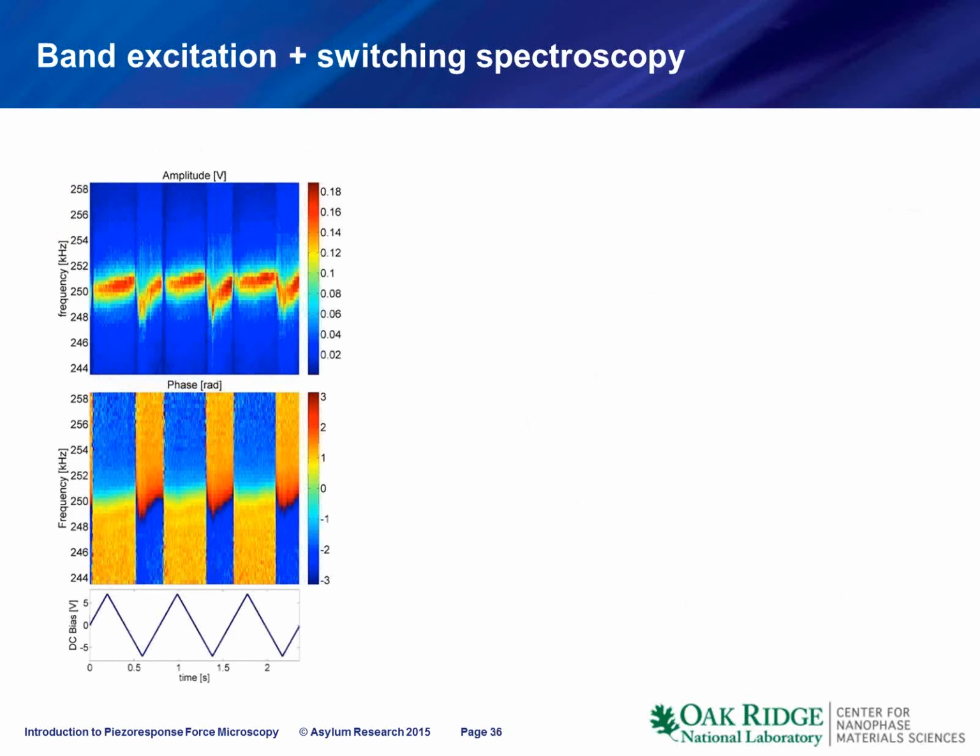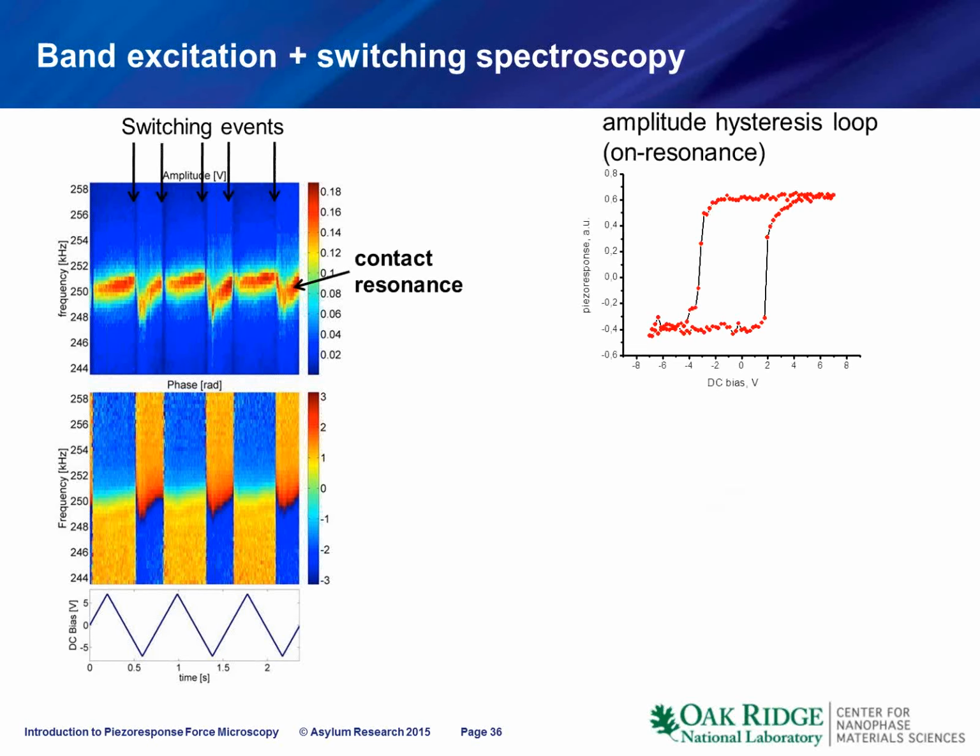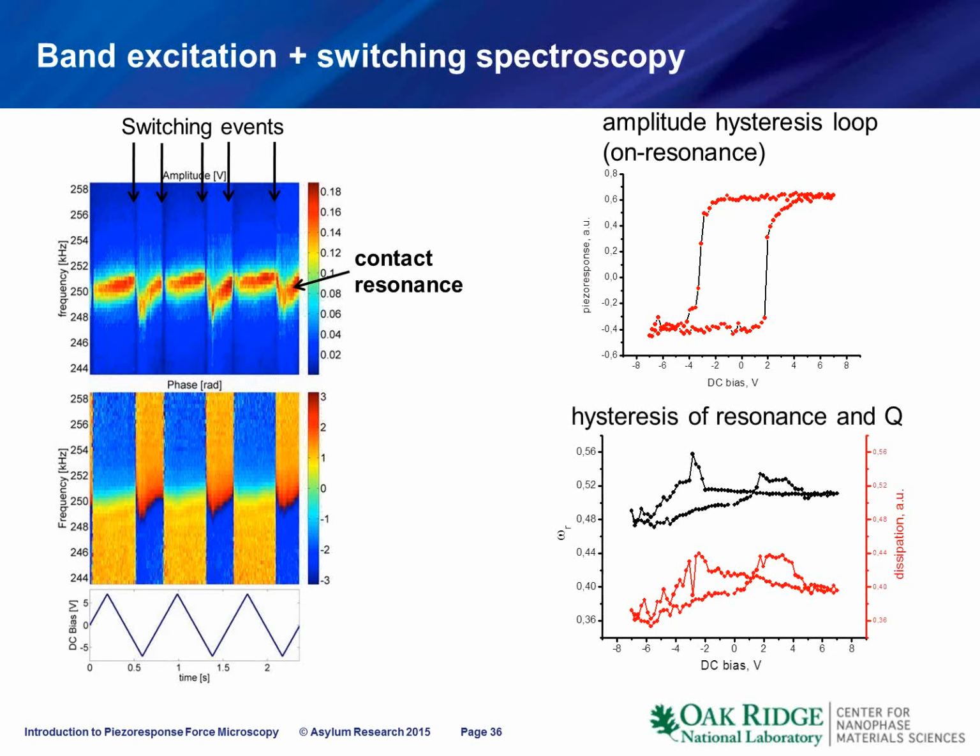And this is an example of how the raw data looks in this case. This is a typical spectrogram showing the evolution of the signal as a function of time when the voltage is swept along the triangular waveform. You can nicely see the changes in the resonant frequency and changes in the signal strength. And this is how the results look if we extract the evolution of the amplitude and the hysteresis of the resonant frequency and Q factor.